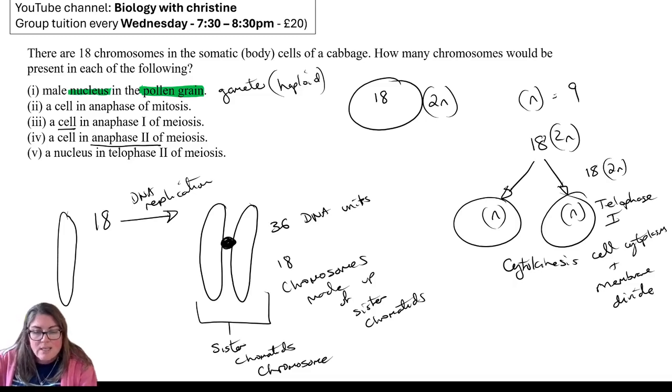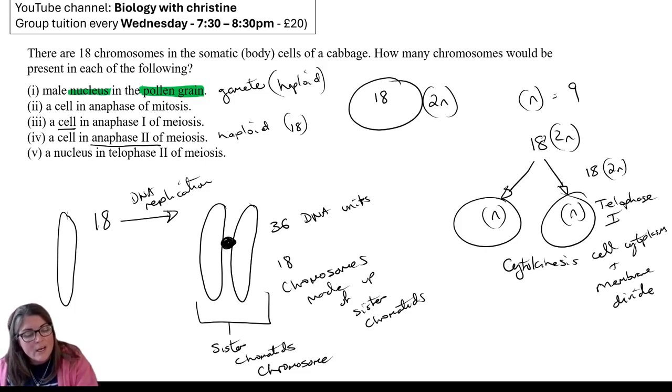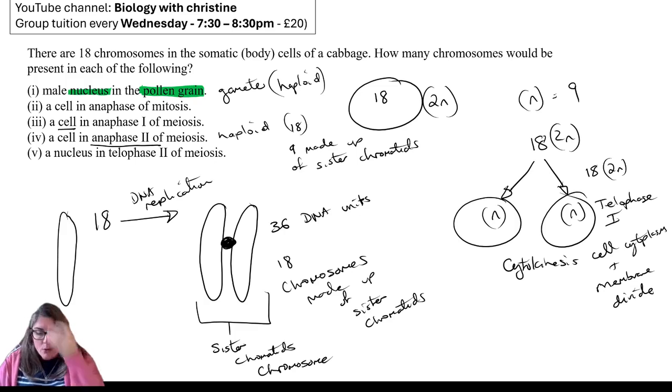So because this cell is in anaphase 2, what that's telling me is that we have already reduced down to a haploid cell, but we haven't yet divided it. Now, if we're going on our DNA units, we could therefore say that there are 18 in each of the cells, or we could actually say that there's 9 that are made up of sister chromatids. So it is important that when you're going through this that you're noting the difference between what they're asking.